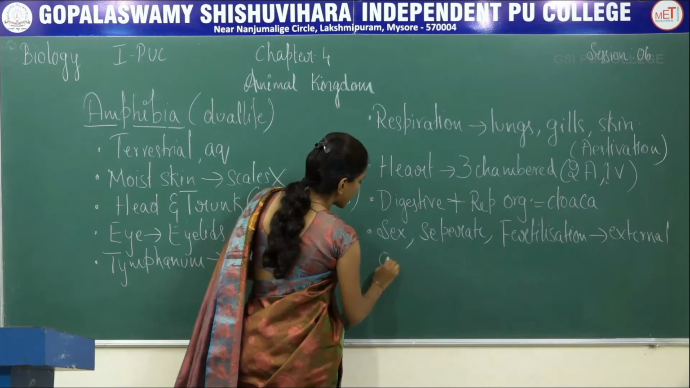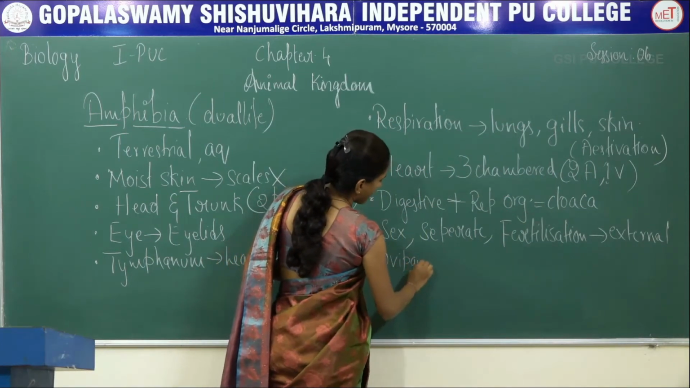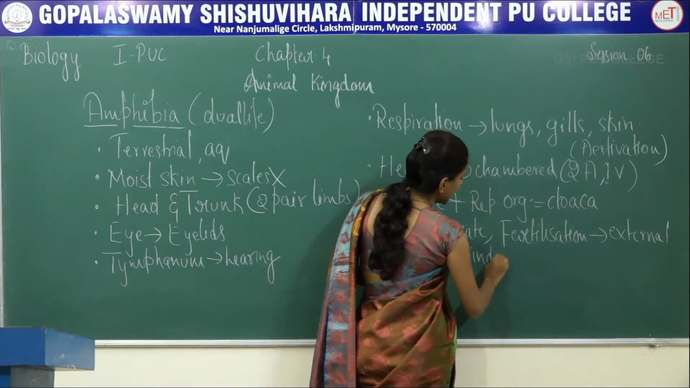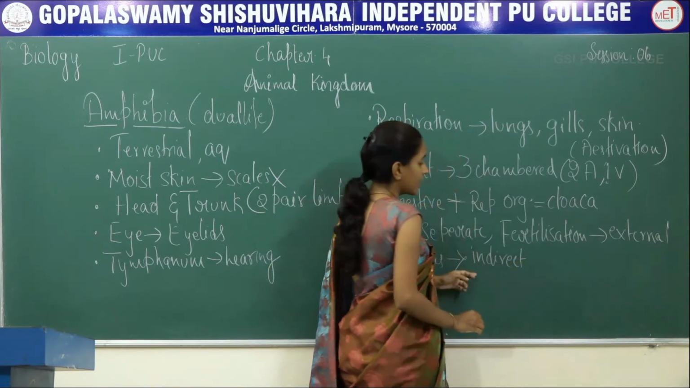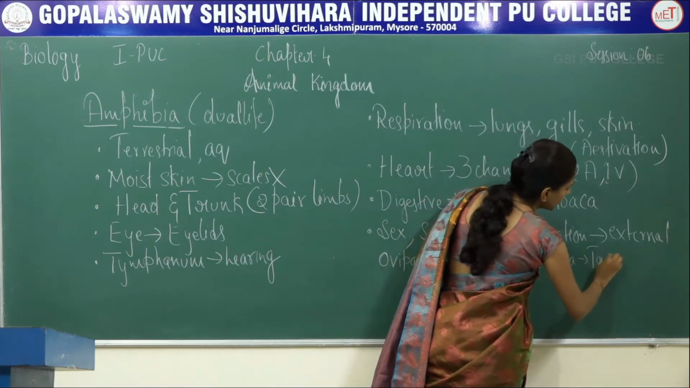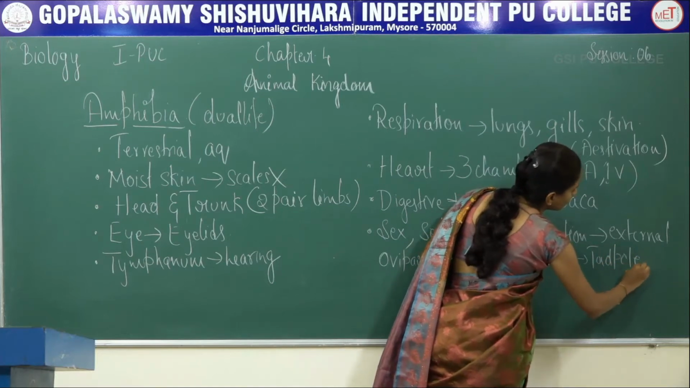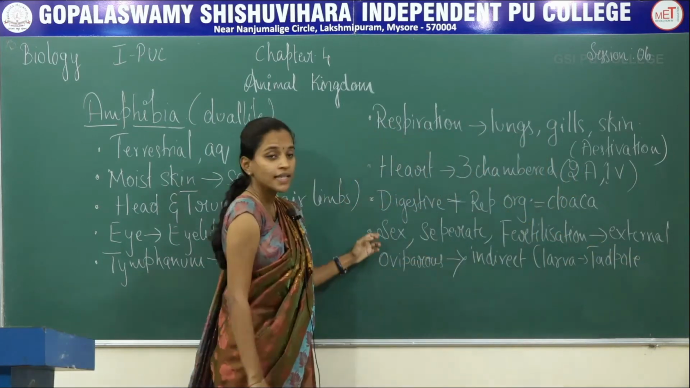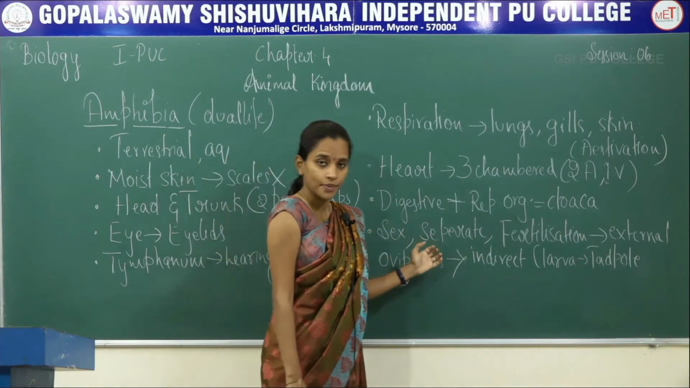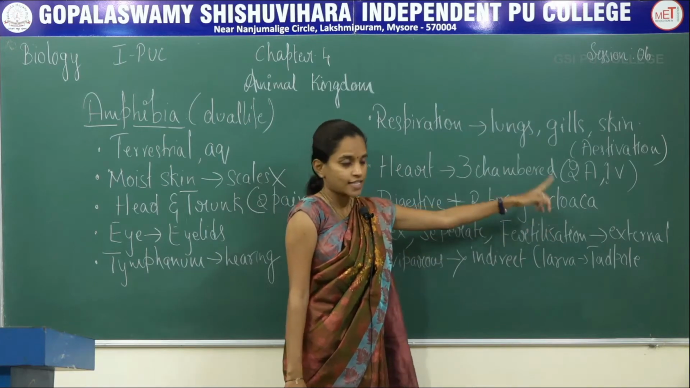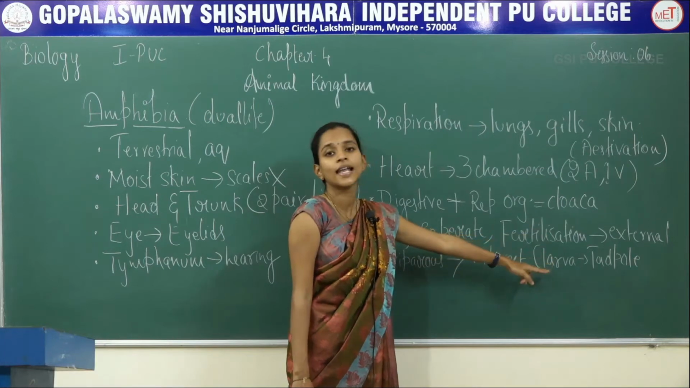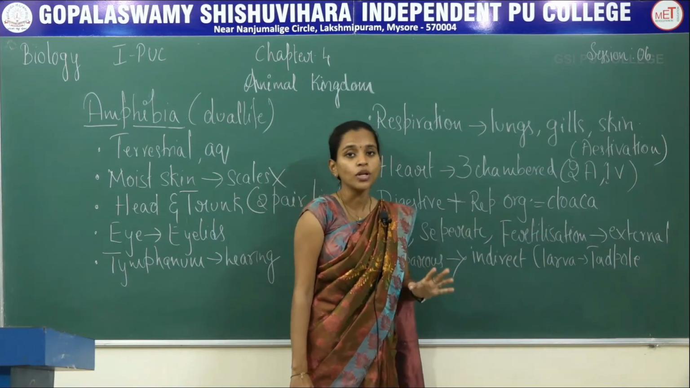These are oviparous and their development is indirect, involving a larval stage, that is what is called tadpole. So here when it comes to their reproduction, they undergo sexual reproduction, the sexes are separate, fertilization is external, oviparous, indirect development, larval stage is called the tadpole stage.